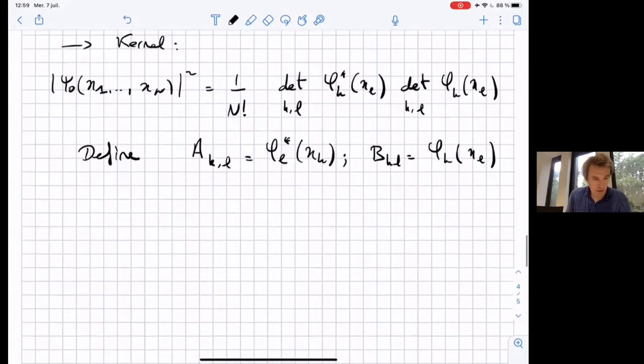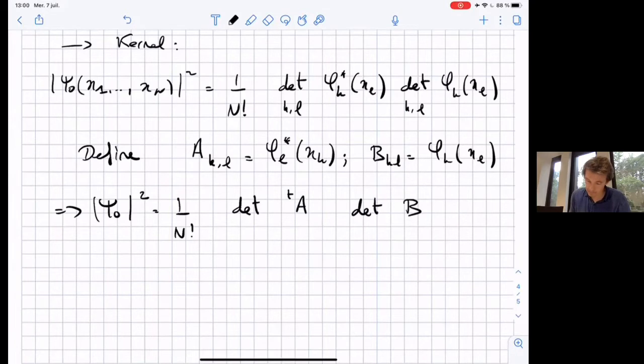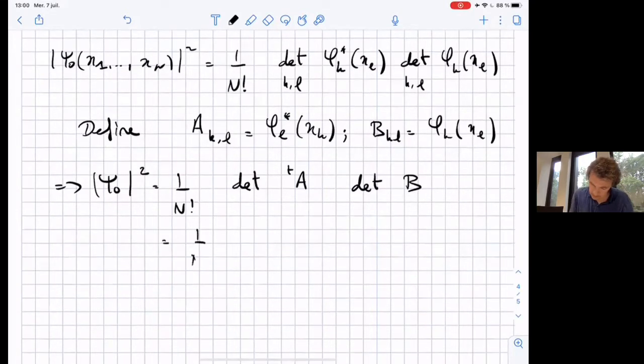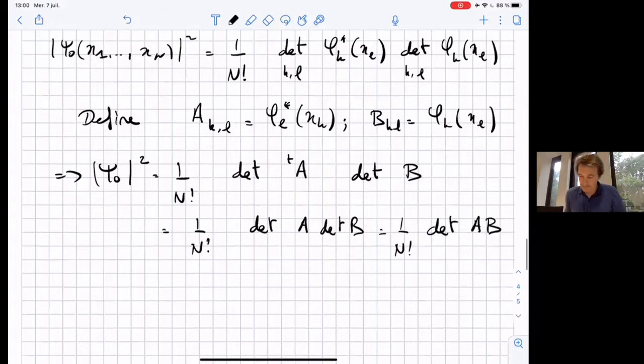Okay. So now this psi_0 squared, I can just write it as follows. This is just the determinant of the transpose of A times the determinant of B. Now this is again the determinant of A times the determinant of B, and that's again 1 over factorial n of the determinant of AB. Okay, so that's just very elementary linear algebra.